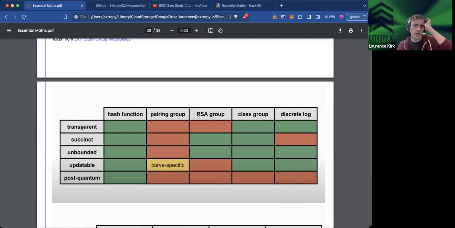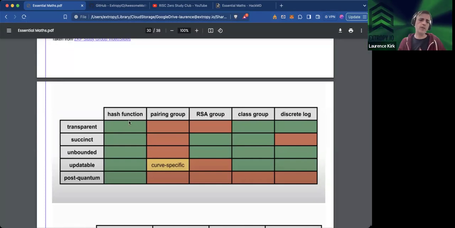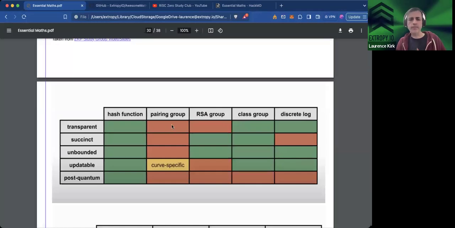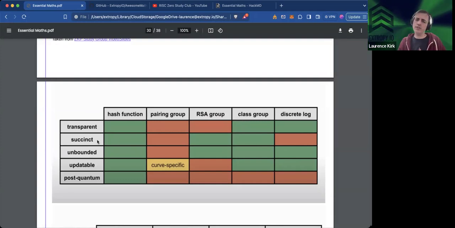The first one is called transparent. This is related to the way that we create our scheme. When we're setting up our zero knowledge proving system, we may need to do some kind of setup. If it is transparent, as is the case with the hash function, that means that the setup is public. Everybody can see all of the information in the setup. We don't have to hide anything. For the pairing group schemes, such as KZG, it is not transparent. There are certain things in the setup that need to be hidden. Otherwise, cheating could occur. And so that's why this is colored, well, it's meant to be red, I guess. So they're not transparent.